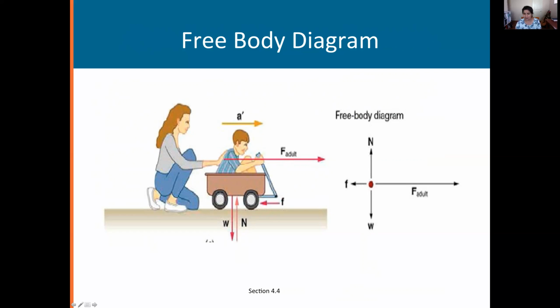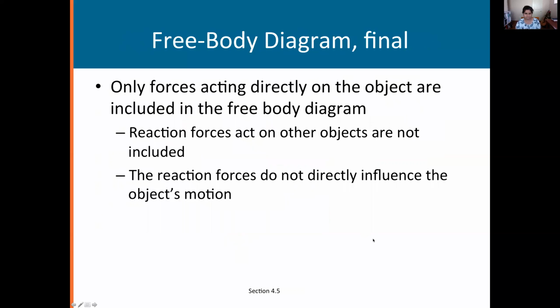That net force of about this much equals m times a, where m is the mass of the boy and the wagon together, and a is their combined acceleration, given that they move together. So this here is our free body diagram, just showing the dot and all the forces on it.